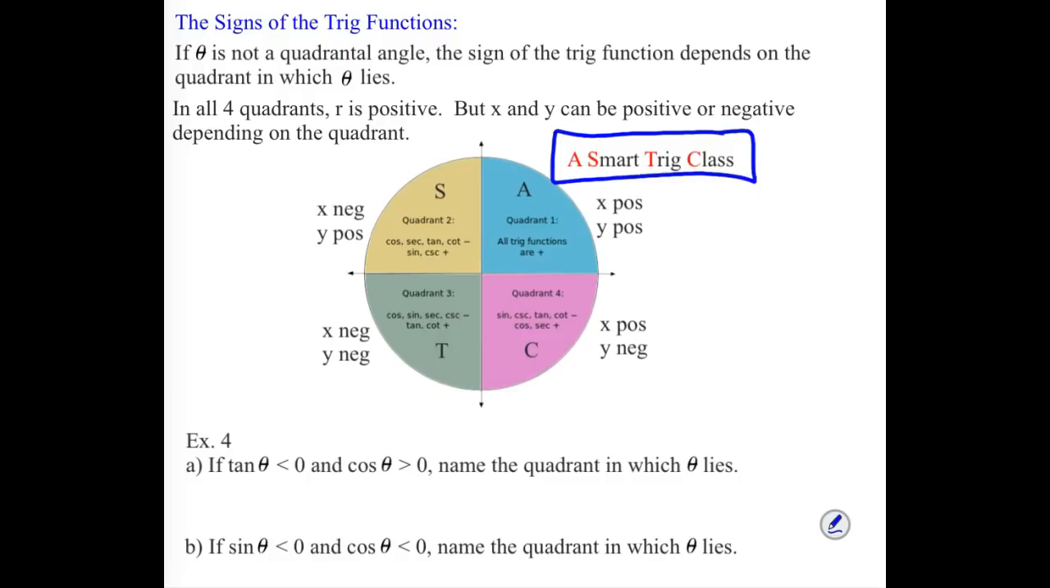We're going through quadrants 1, 2, 3, and 4. In quadrant 1, we have an A for all trig functions are positive. In quadrant 2, we have an S for sine, and then cosecant again goes with that. Okay, so in quadrant 2, sine is positive. In quadrant 3, tangent and cotangent are positive. And in quadrant 4, C stands for cosine. Cosine and secant are the positive ones. All right, so a smart trig class. That will help you remember which ones are positive in each quadrant.